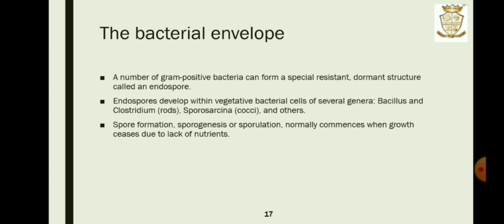Endospores develop within the vegetative bacterial cells of several genera, Bacillus and Clostridium, Sporosarcina and others. Spore formation, sporogenesis or sporulation normally commences when growth ceases due to lack of nutrients.